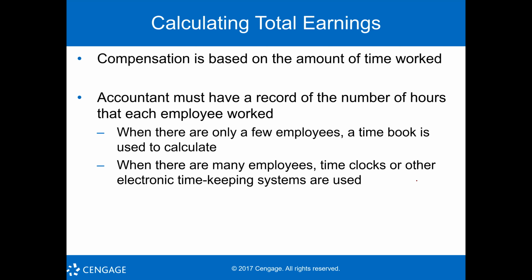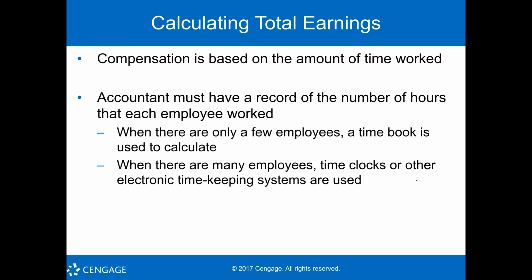All right, so calculating total earnings, compensation is based on the amount of time worked. Accountant must have a record of the number of hours that each employee worked. Again, each employee has its own individual time record, right? How many hours they worked, and has their own individual payroll account, essentially. And each individual employee adds up to the total. Each subsidiary, individual employee record adds up to the whole payroll control account, right?